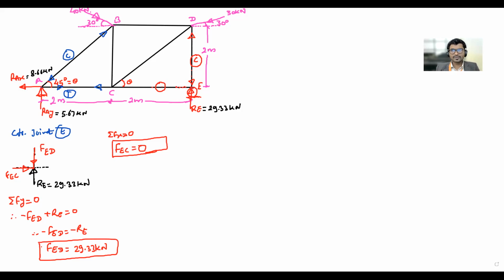कळालं झिरो फोर्स मेंबर म्हणजे काय? Yes, sir. ओके. Now we will consider the next joint. तुम्ही कोणता घेतला पुढचा जॉईंट आता अनालिसिसला? Joint B. Okay, so I would like to go for the joint B now. Okay, so consider joint B.